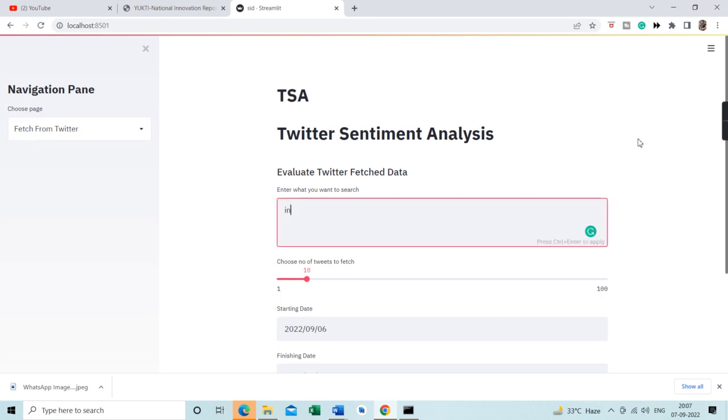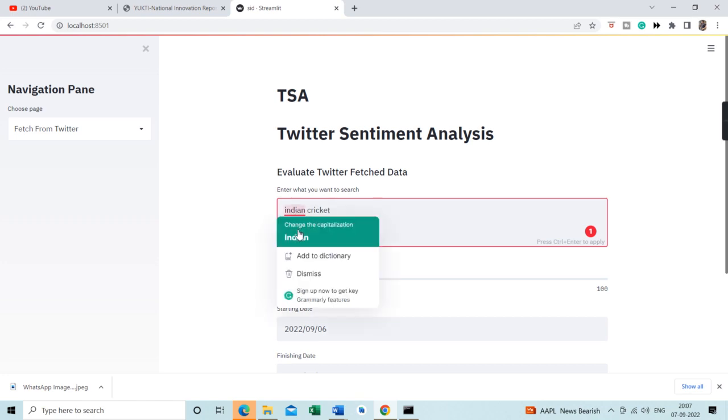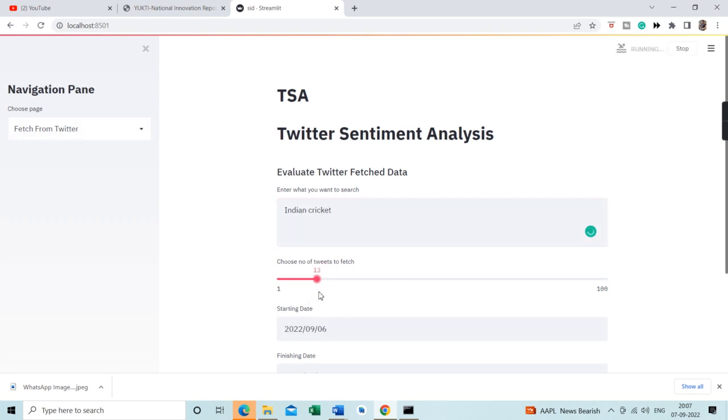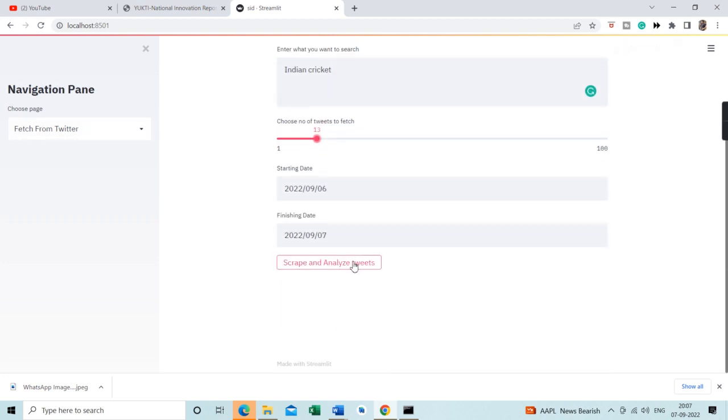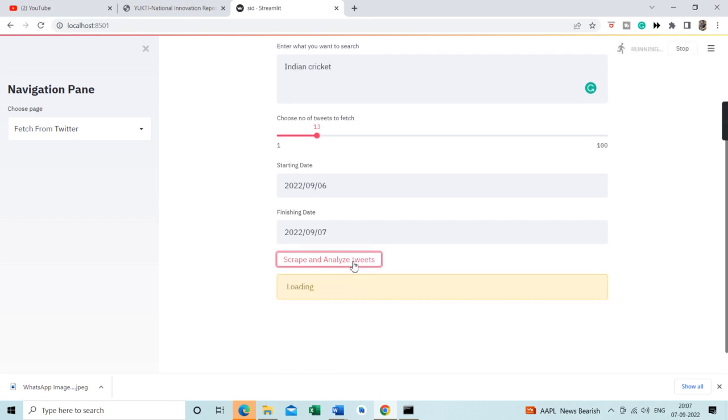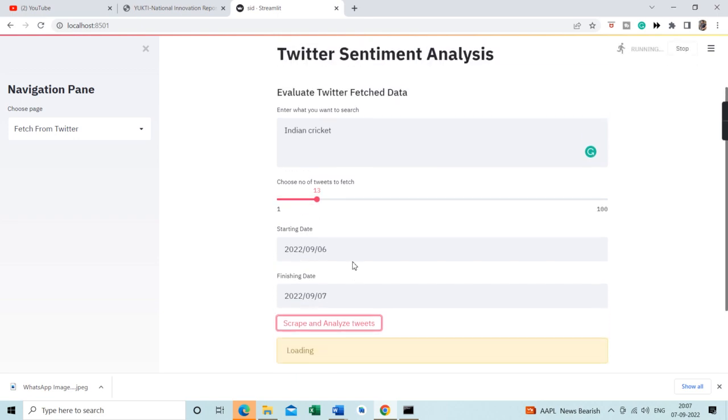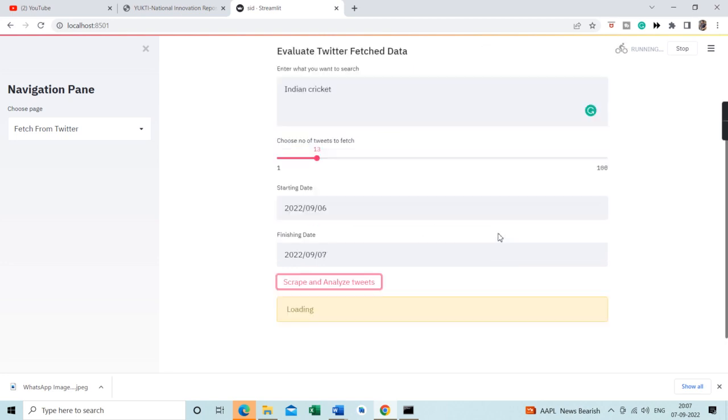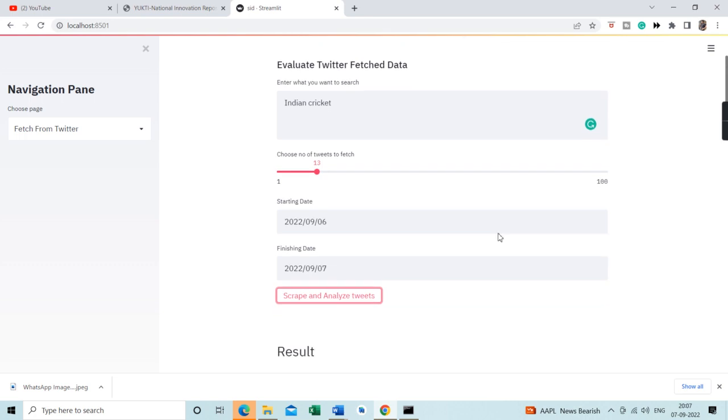For example, if I write here Indian cricket, since India is going through a difficult phase in Asian Cup, we are expecting some negative tweets on Indian cricket as well. This will tell us how many tweets we want. This is the starting and end date. Now we will click on scrap and analyze the tweets. Now it will take some time to fetch the tweets.